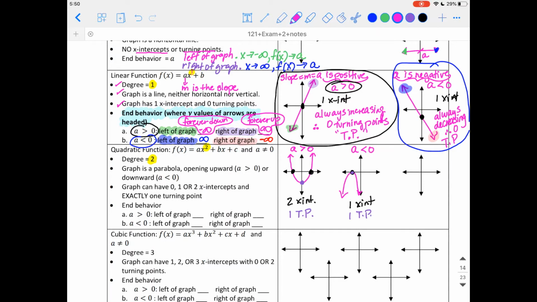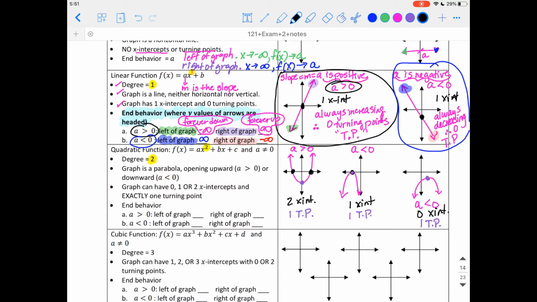And we can have another one here. Let's make this one also a less than 0. But we can put the vertex right here. And so it too also has one turning point right here. But if you notice, it doesn't cross the x-axis. So this one has 0 x-intercepts, because they're imaginary, because they're not crossing the x-axis.